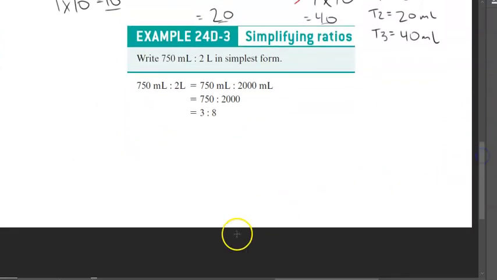This example here, simplifying ratios, I'm going to show you how you can get from one version of a ratio to the other using your scientific calculator or the Desmos website. We're going to write this ratio of 750 ml to 2 liters in its simplest form. Now, what you can see here is that this set of unit conversions shouldn't just be written as 750 to 2. This is incorrect, and this is because these unit measurements are not the same.